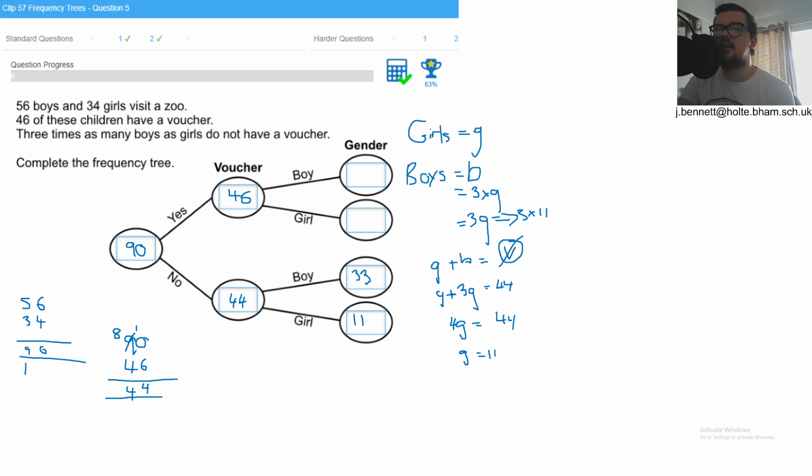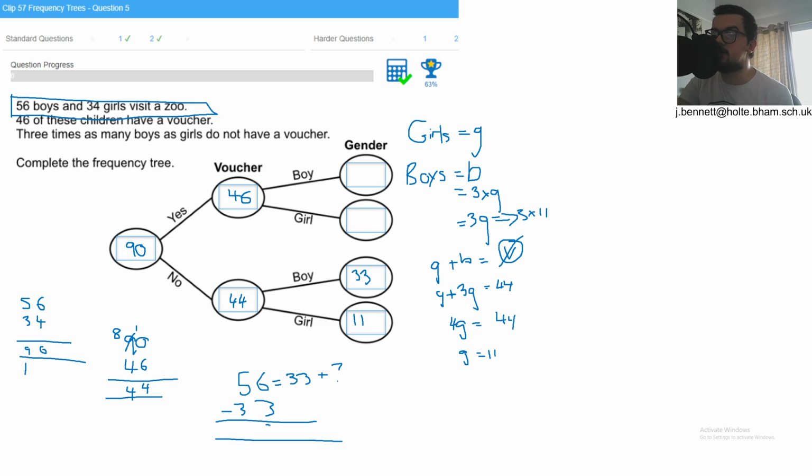33. Now we have to use our original line, this line here, to work out the last bit, because it says 56 boys attend the zoo. So if 56 is the total, and 33 don't have a voucher, then it means some unknown value does have a voucher. We take 33 off both sides.